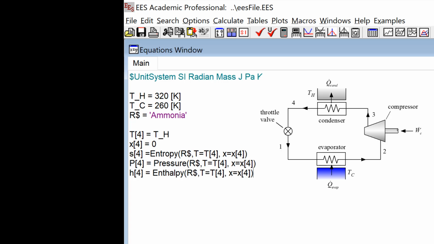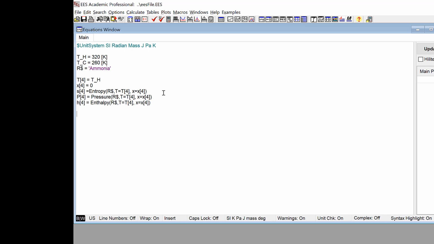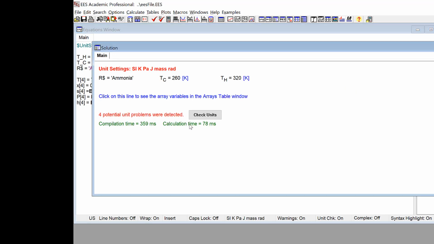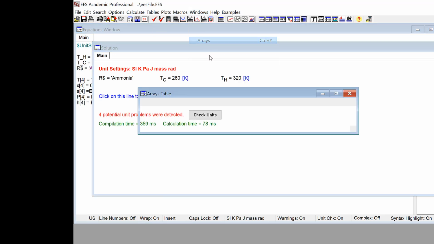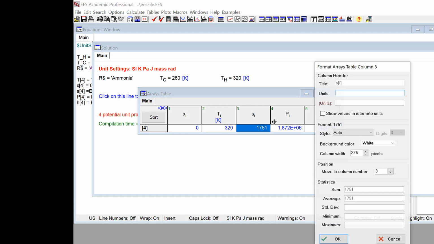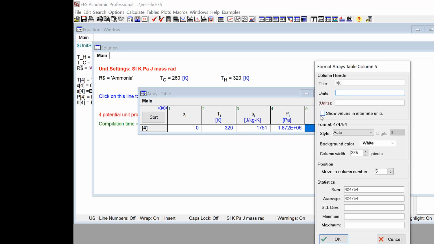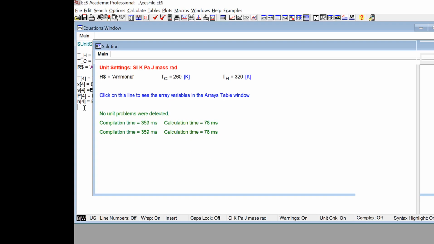And the indicators that I need to fix the state are going to be T equals and x equals, since I know the temperature and the quality. And if I solve at this point, you can see now that the fourth element, the fourth row of the array, has been filled in because I'm working on state 4. And it's worth going ahead and setting the units of these variables and verifying that I don't have any unit issues before I move on.